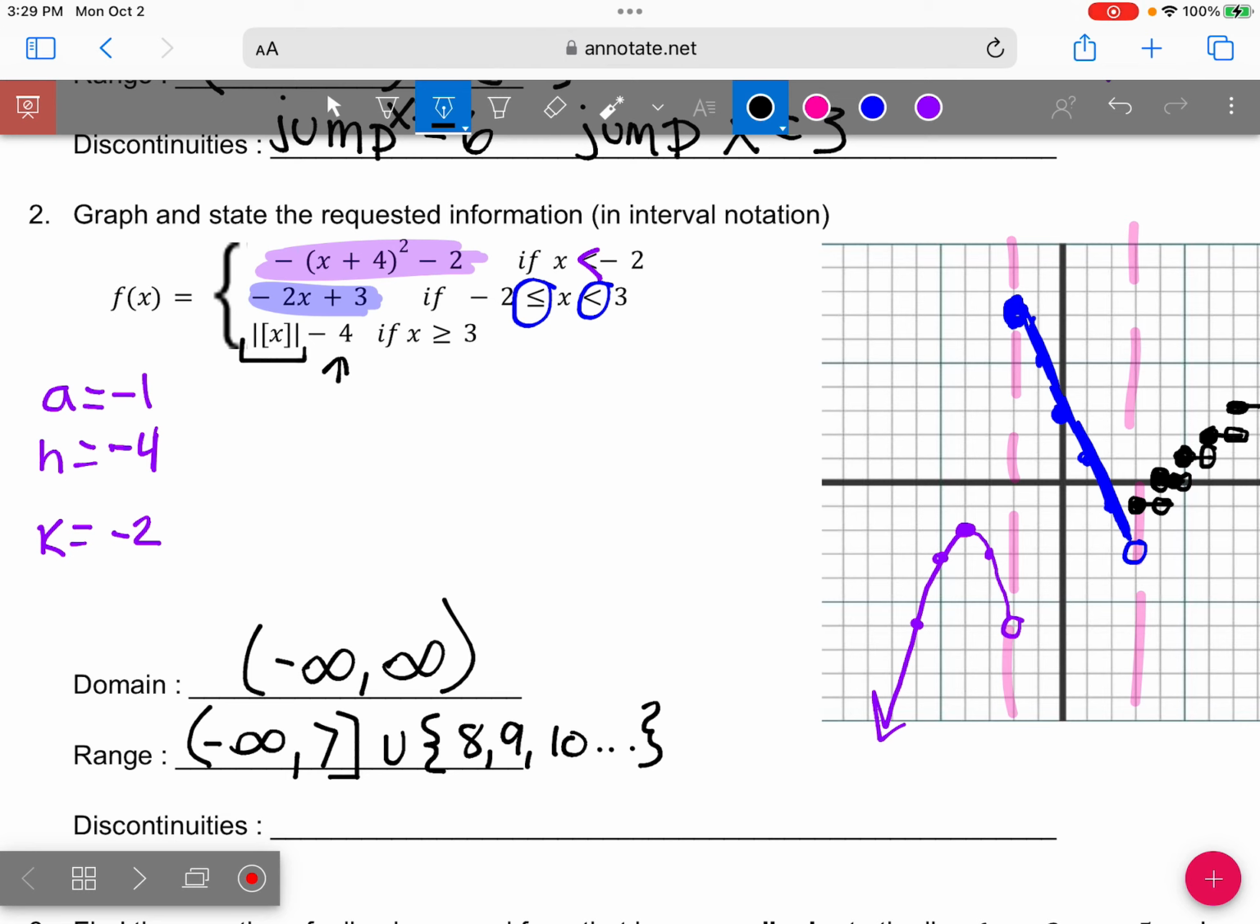For our discontinuities here, we have a jump discontinuity at x equals -2, and we have a jump discontinuity at x equals 3. And then we have continual jump discontinuities at every number, every whole number bigger than 3.